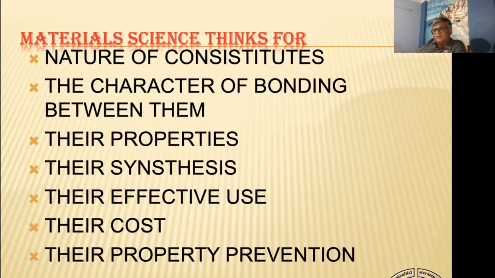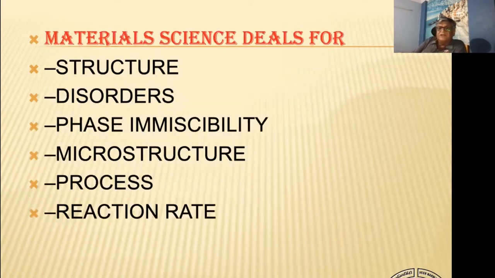When we are looking for a magnet, we have different choices of magnets. Which magnet is more suitable for our application, and which magnet is more effective for the desired magnetic property? So effective use is also an important criterion for material science. They also think about the prevention of a property, that is, how we can prevent a property that is available in a material. So material science generally deals with structure.